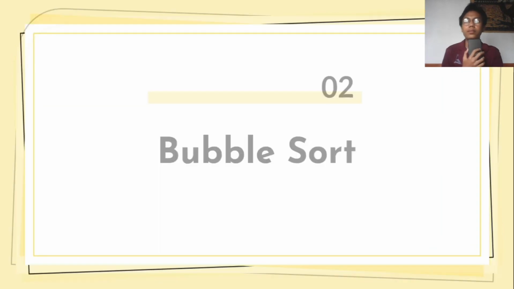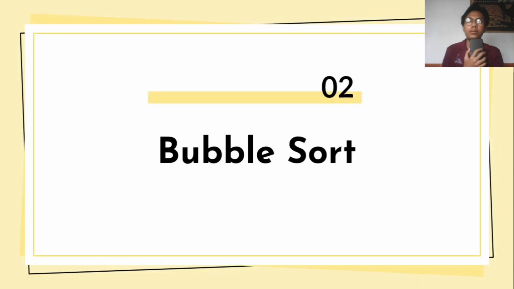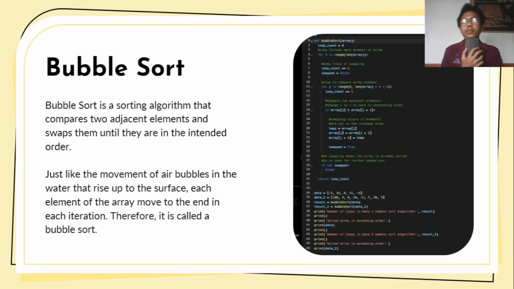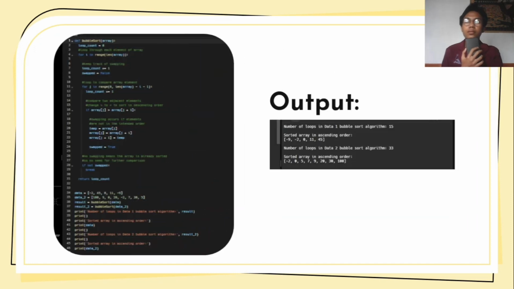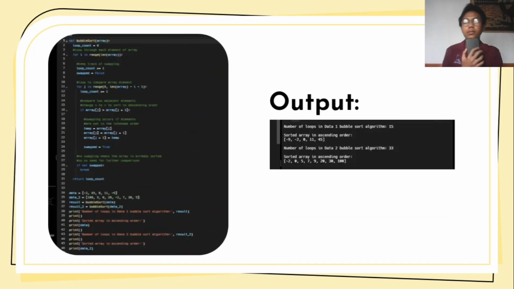Okay. Next, the second is bubble sort. Bubble sort is a sorting algorithm that compares two adjacent elements and swaps them until they are in the intended order. Just like the movement of air bubbles in the water that rise up to the surface, each element of the array moves to the end in each iteration. Therefore, it's called a bubble sort. And here is the example for the Python code, and this will be the output.